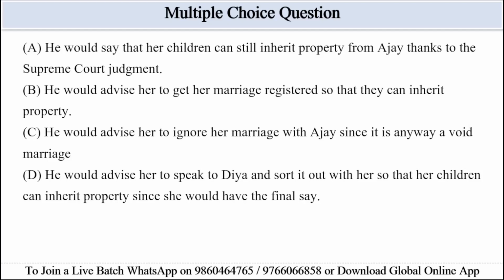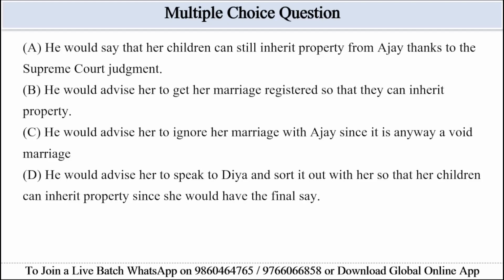In case of option C, he would advise her to ignore her marriage with Ajay since it is anyway a void marriage. This one is irrelevant because the children's inheritance right stands regardless. In case of option D, he would advise her to speak to Diya and sort it out with her so that her children can inherit property, since she would have the final say. So this one is wrong. Inheritance is a legal matter, not about the mother's consent.